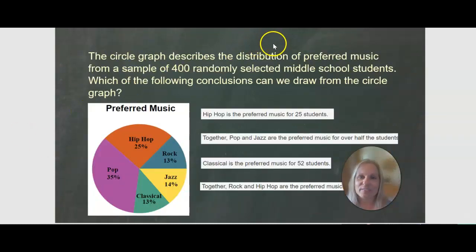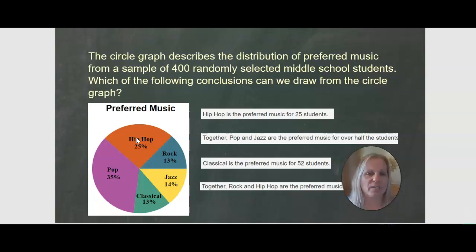All right, a circle graph describes the distribution of preferred music from a sample of 400 randomly selected middle school students. Which of the following conclusions can we draw from the circle graph? All right, so hip hop is the preferred music for 25 students. Okay, so it's the preferred music for 25%, but 25% is not the same as 25 students.